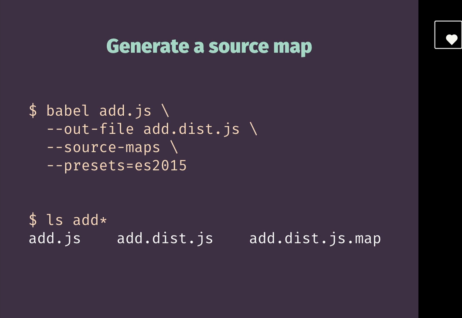I'm using this ES2015 preset to target a particular set of browsers, and also specify this source maps configuration. And if I run that command, a couple things are going to happen. My dist file is going to be modified a little bit from what I would have otherwise written with this sort of Babel command. And also I get a source map file.